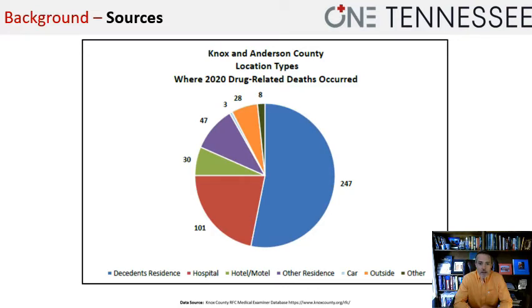And the majority of these are happening at home. The next most frequent place is in the hospital. And this might be difficult to understand, and it was for me until I talked to some hospital administrators and people that work in the ER. What's happening is people are being rescued with Narcan or naloxone. Some of these patients are admitted to the hospital.